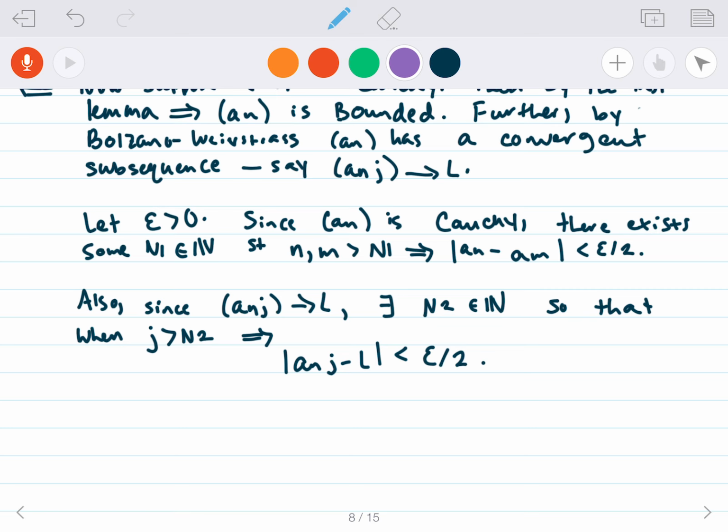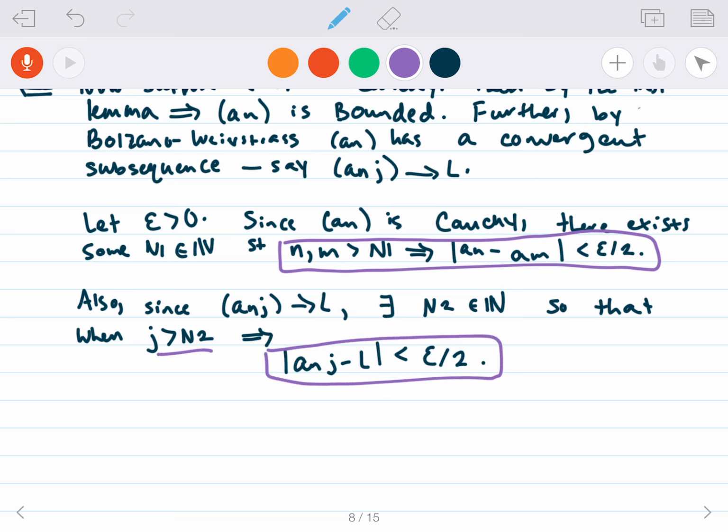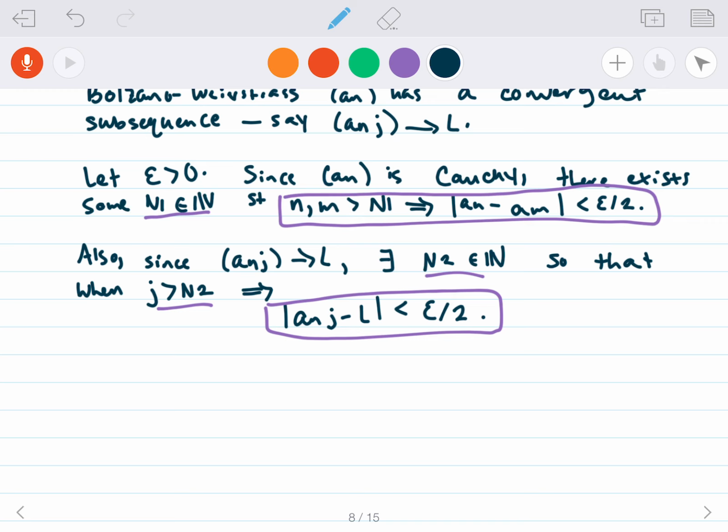Okay, and so we have these two things. And so we want these two things to be true at once. And so what we want to do is now introduce a new letter, capital J, that's going to be the maximum of these two natural numbers, because we want both things to be true at once so that we can use the triangle inequality and get what we need. Okay, so let's write that down. So we're going to choose capital J as the maximum of these two natural numbers.